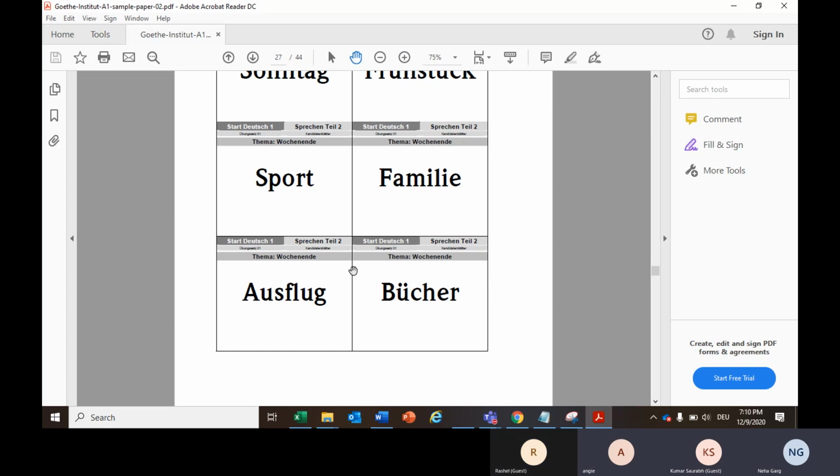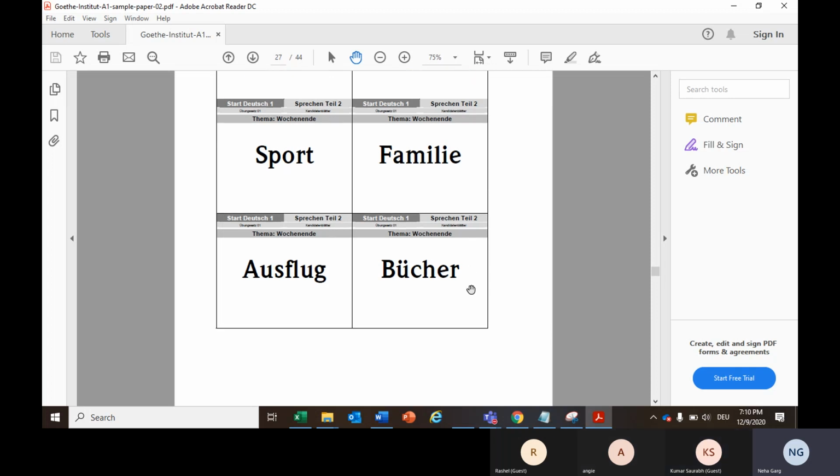Ausflug. What is Ausflug? Ausflug is a kind of trip. Okay. Ich mache einen Ausflug am Wochenende. Sehr schön. Yes, and very good, Angie. You have used the correct accusative combination. Ausflug is der Ausflug, so that will be einen. Ich mache einen Ausflug am Wochenende. Sehr schön. Next word, Saurabh, your turn.